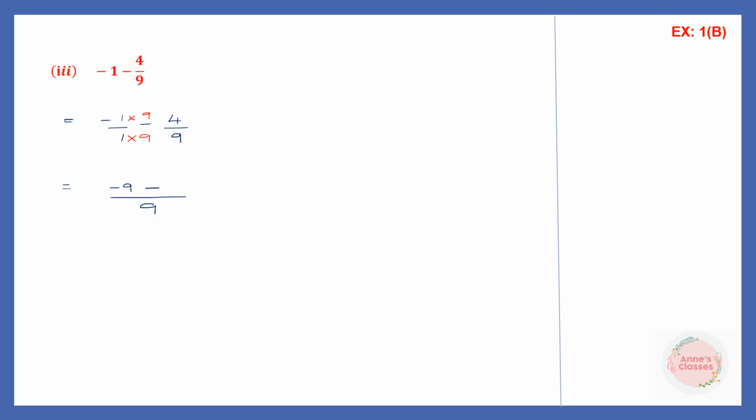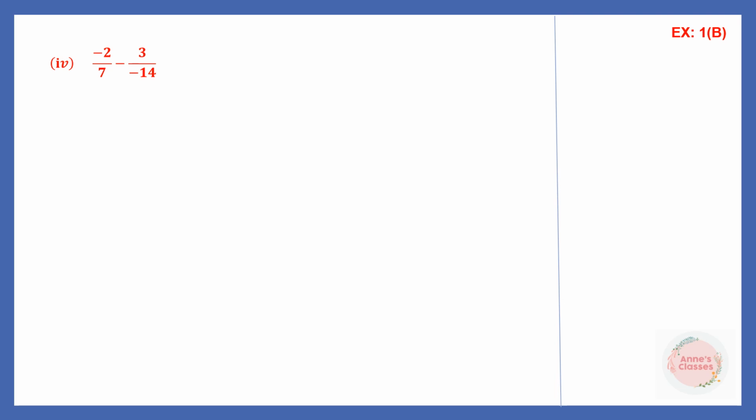Minus, let's take the next one. 9 ones are 9. So 4 ones are 4. So this is 4. So here the signs are the same, so we put the same sign and we add. 9 plus 4 is 13 by 9, minus 13 by 9. So that is our answer.